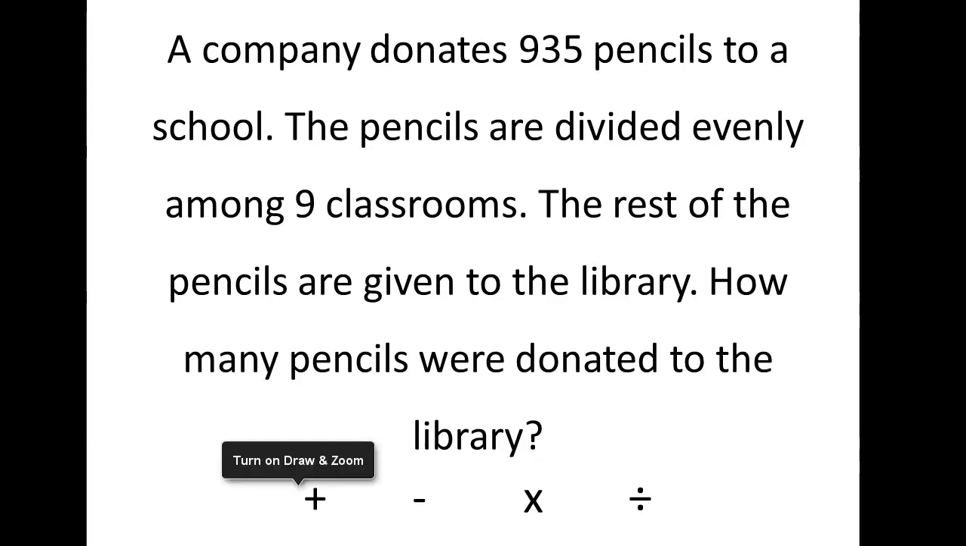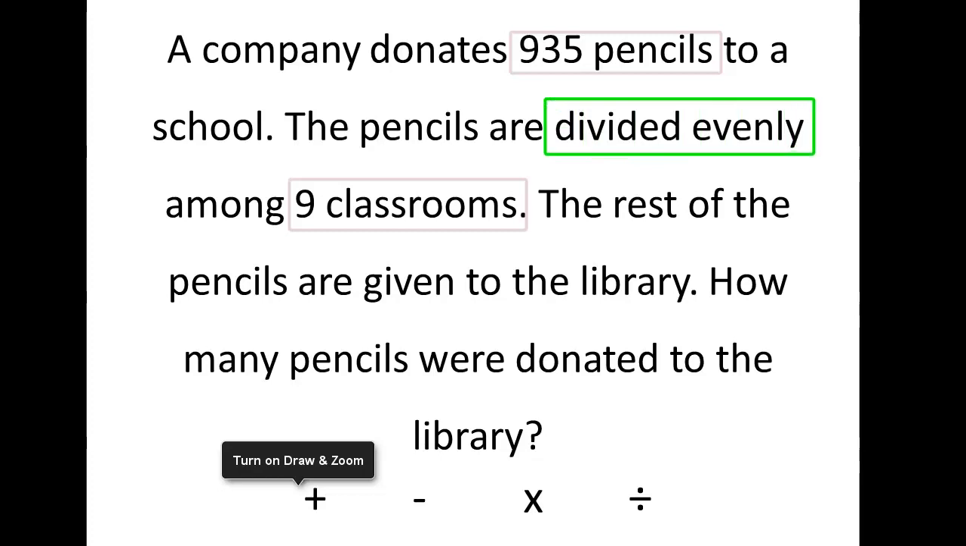All right, so first thing we want to look at, a company donates 935 pencils. So we have those 935 pencils that are being donated to the school. And then we also have 9 classrooms that are going to be getting those pencils. Something else that's really important that helps us understand maybe what operation is that divided evenly. Okay, so each classroom is going to get the exact same amount of pencils from that batch of 935.